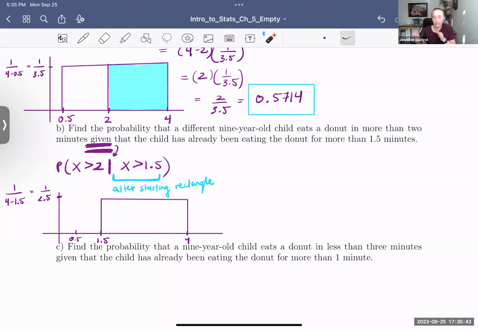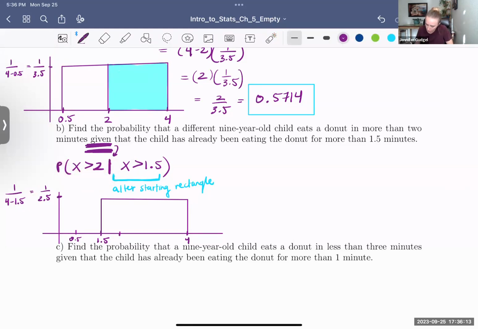All right, so here we were given that it would take them more than 1.5 minutes, which is why we cut off that bottom minute. We knew that that was not going to help, and that gave us extra probability. It changed the height to be this upper rectangle. So remember, this given piece only alters the starting rectangle, and now we just fill in our shaded region for what probability we're actually looking at.